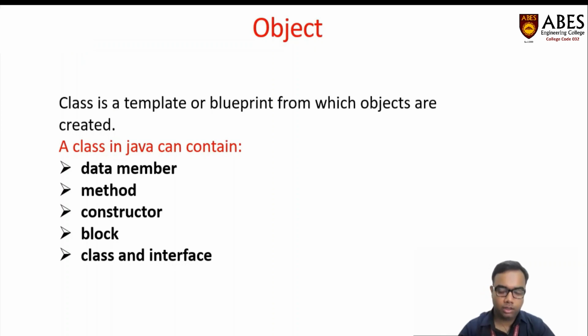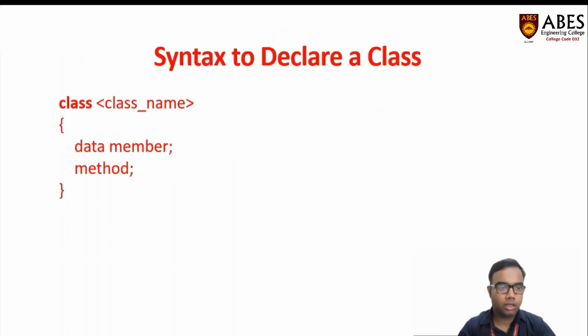So let's see. First, we will see the syntax of how you can declare a class. You can see here, you first put the keyword class, and then you put the name of the class. Then inside that class, you declare the data members and the methods. You can also declare a constructor. We will see in detail how we can create a class, how we can create an object from it, and how we can add different members inside the class. So let's see how we can do this practically.